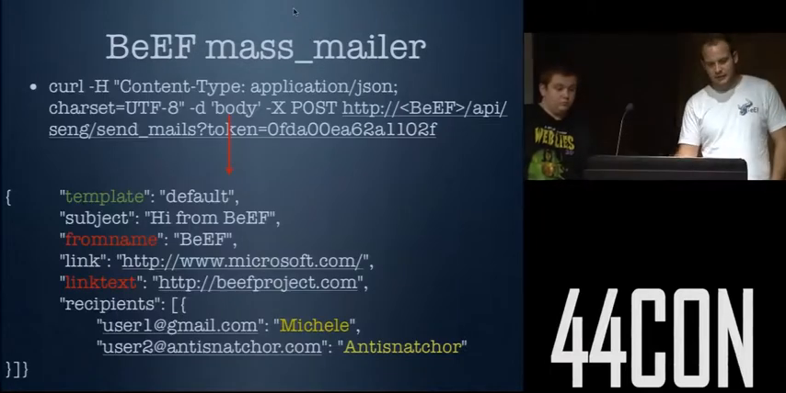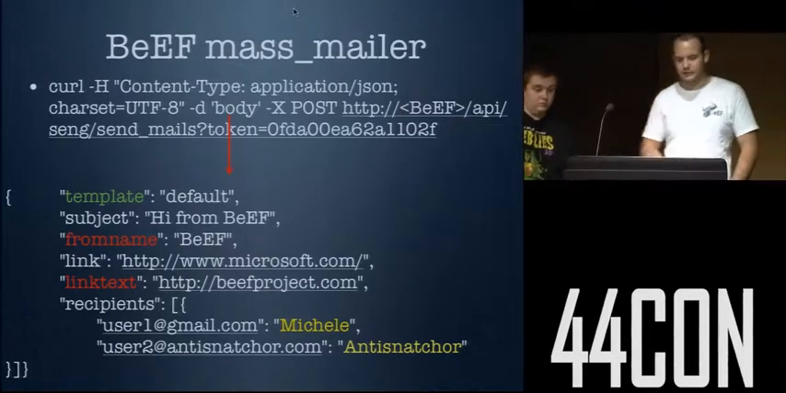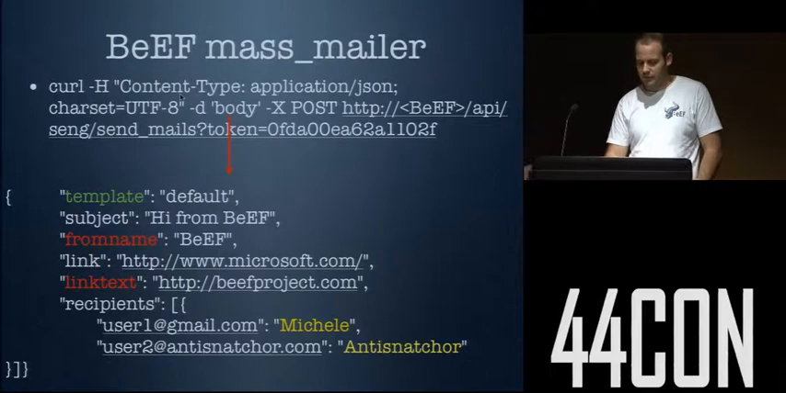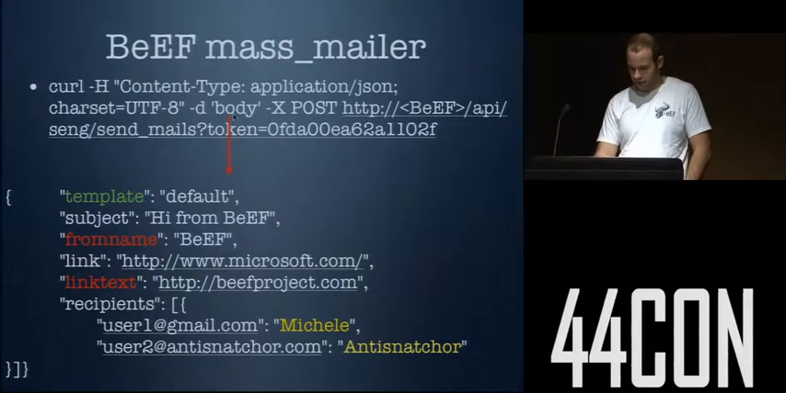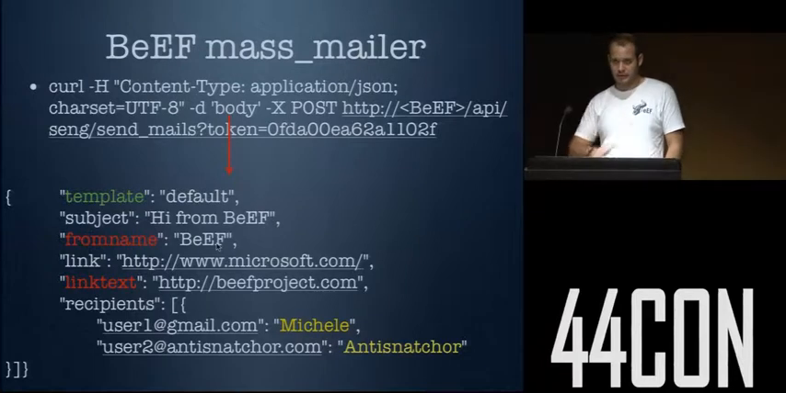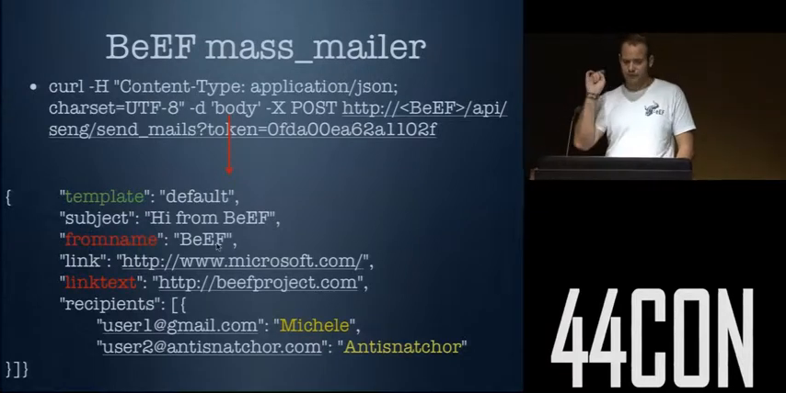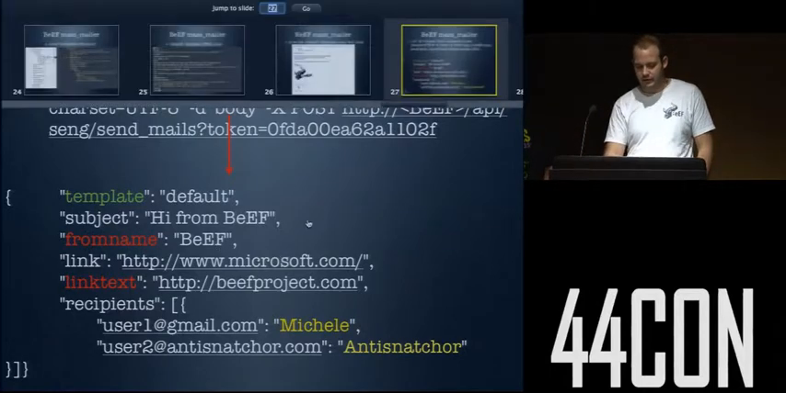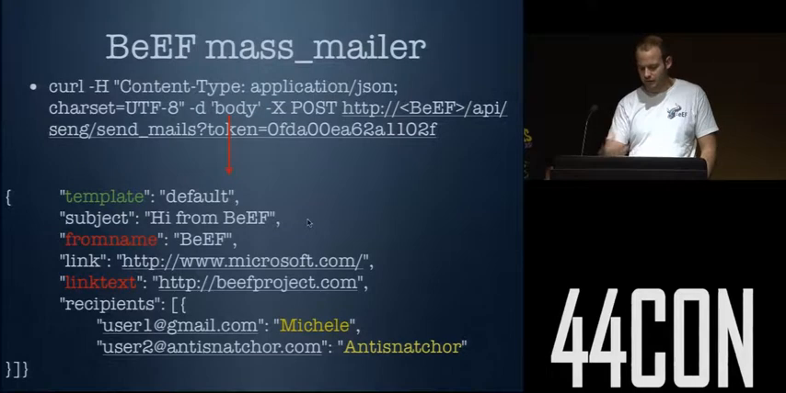So another nice thing about BeEF is that we have a RESTful API. To contact, in this case, the mass mailer, you can use, for example, curl, specifying the content type of your request, and then in the body, you specify the template that you want to use, the subject, the from name, which is very important because almost every mail client will display the from name and not the from address by default, unless you open the email in raw format. And then the link and the link text.